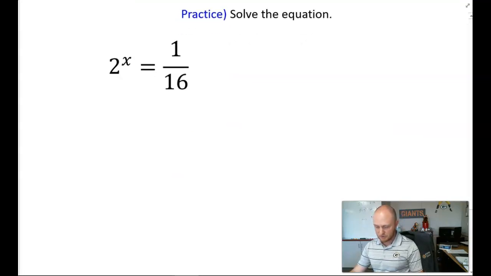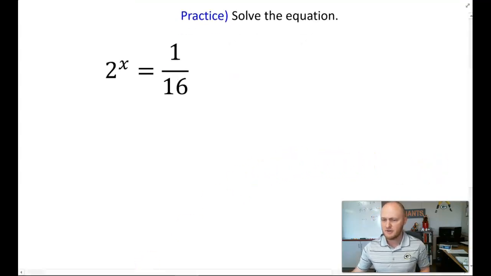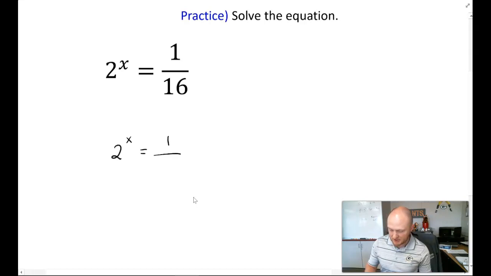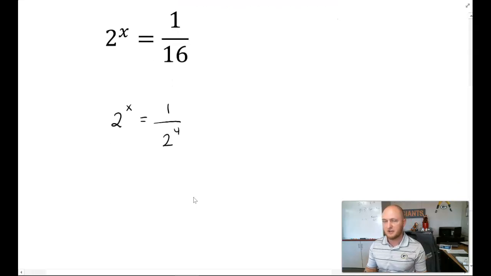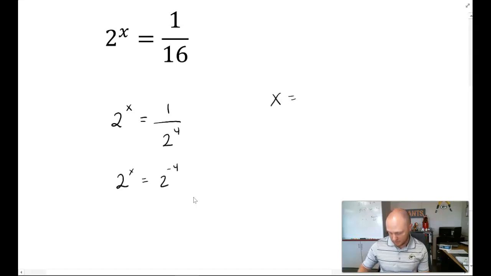Here is round 2. Go ahead, pause the video, and try this one. Okay, so for this example, a little bit more tricky. We just have to rewrite 16 as base 2. So this is 2 to the 4th. And then because it's in the denominator, we have to use a negative exponent property. So 2 to the power of x is equal to 2 to the power of negative 4. So therefore, x is equal to negative 4.